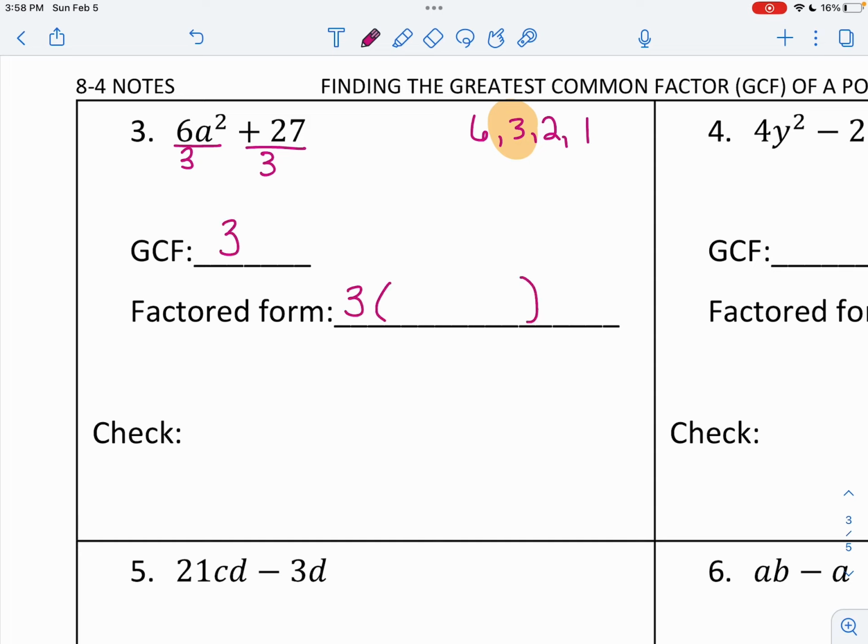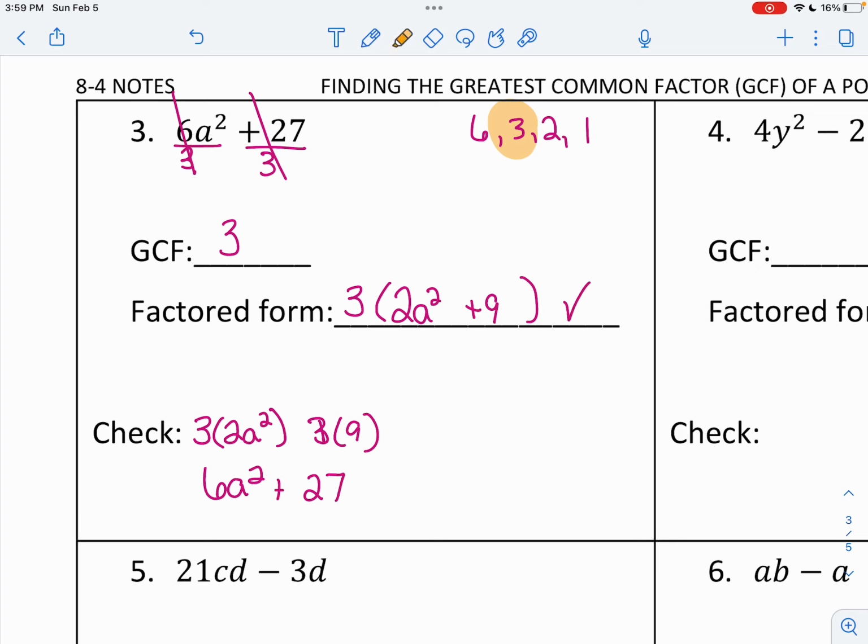If I divide everything by a 3, this becomes 2a squared. If I divide this by a 3, I get 9. If I want to check it, I would do 3 times 2a squared, and then 3 times positive 9. And sure enough, I would get 6a squared, and I would get 27, which is the original. So there it is in factored form. Factored form means you write the factors beside each other. So one factor is 3, and the other factor is 2a squared plus 9.